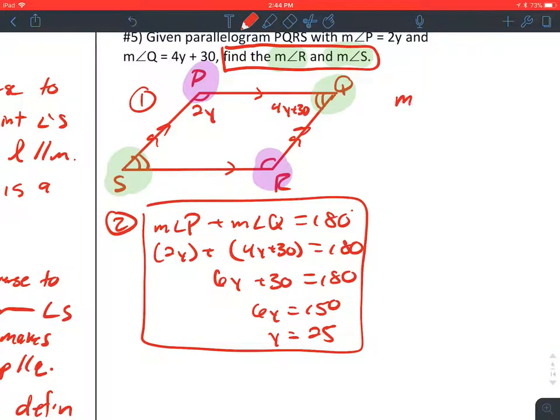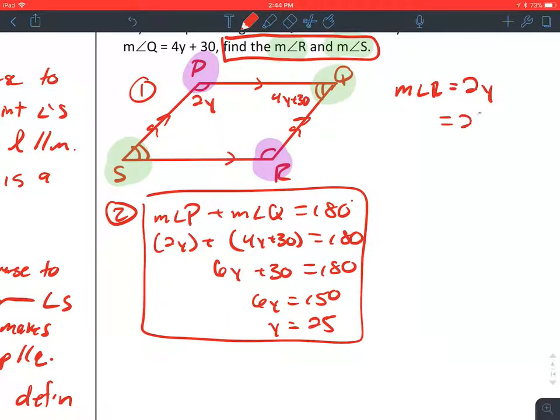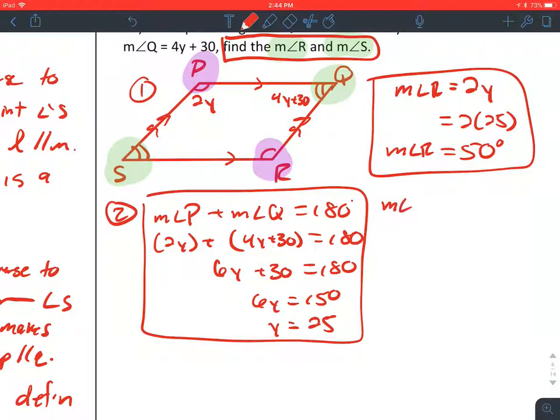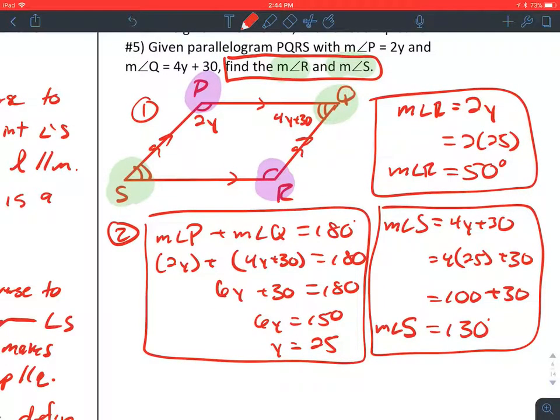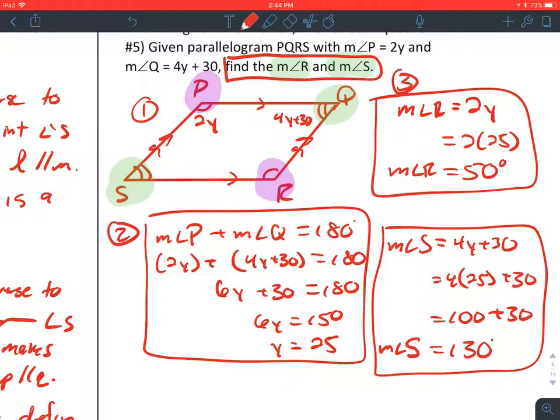Well, the measure of angle R is the same as P, which is 2y. That's 2 times 25. The measure of angle R is 50 degrees. Measure of angle S is 4y plus 30. Y is 25. So we get 100 plus 30, which is 130, and that makes sense because 130 and 50 makes 180 because they're supplementary. When you've got this many steps to a problem, number them so that you and anyone else that reads this knows the order in which you did things.